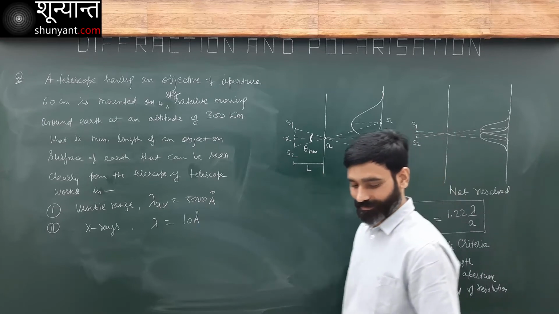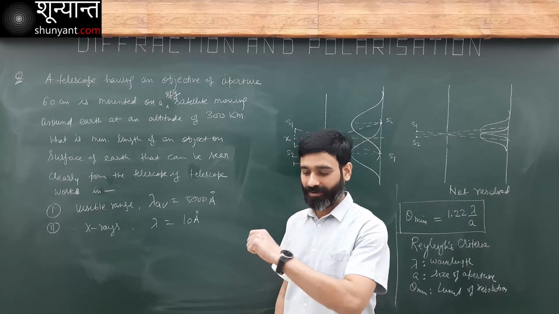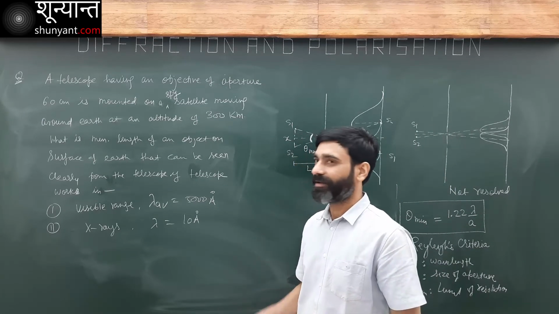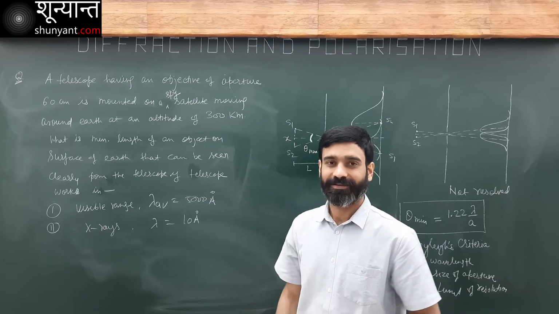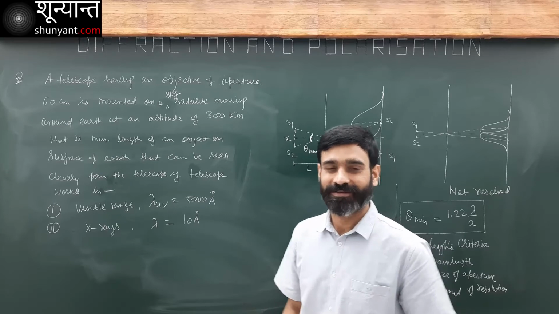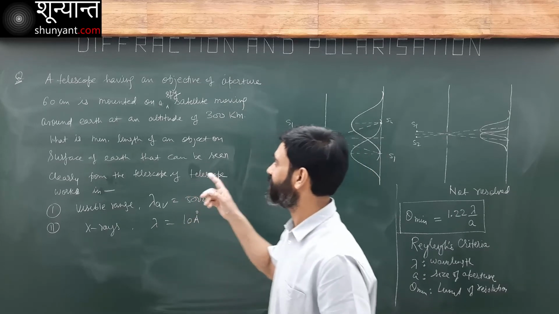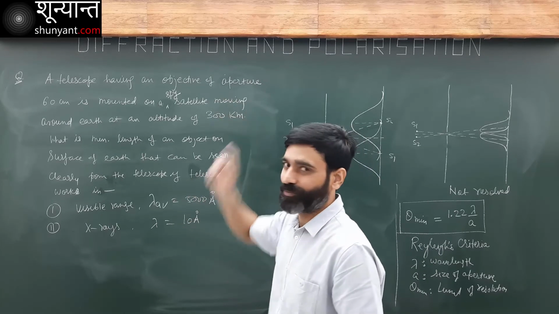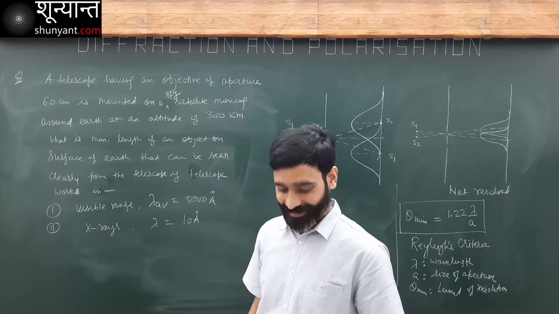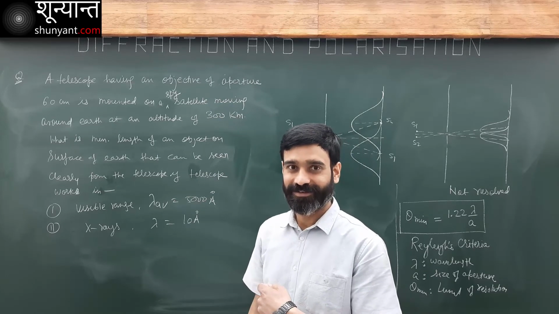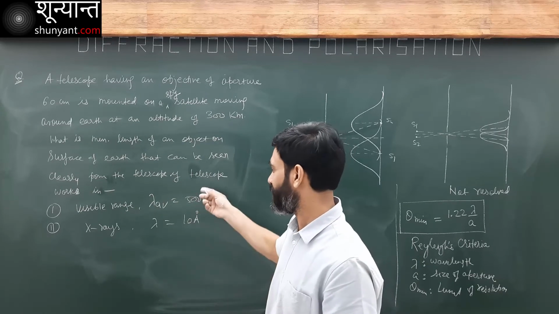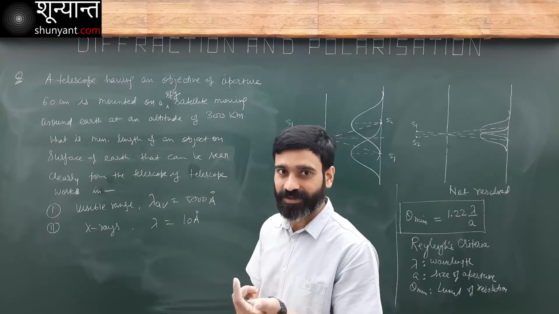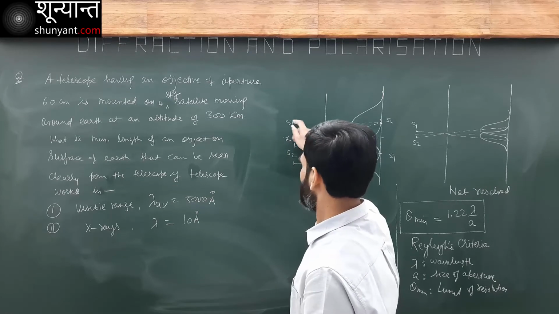Suppose I am having this wrist watch here. So using that telescope, can you see the time on this wrist watch? You are at what distance? At a distance of 300 kilometers. Can you see the time on my wrist watch sitting at a distance of 300 kilometers? Let's see what minimum distance can be resolved.